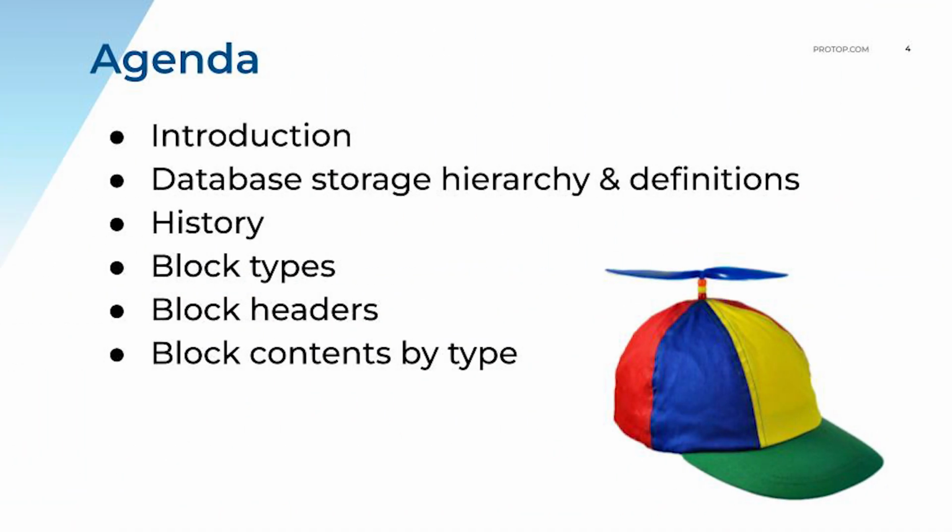So here's our agenda for today. I'm just going to give a brief intro, and then I'm going to talk about the hierarchy of storage in the database, both from a physical perspective and a logical perspective, and define some terms. I'm going to go over a little bit of the history of storage and how it's evolved in the database over the years across releases. Then we'll get into the various block types that you'll find in the database. We'll look at the structures within them, the block headers, and the fields that make those up and what they mean. And then we're going to look at some of the block types in the database, especially the more common ones, and look at their contents.